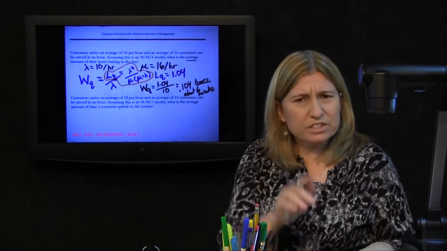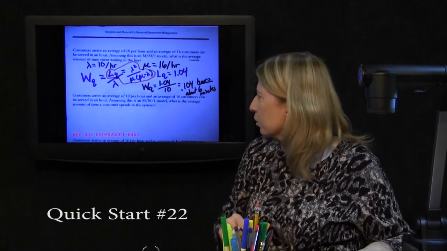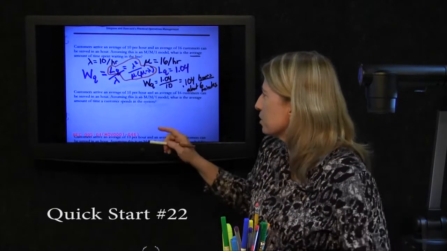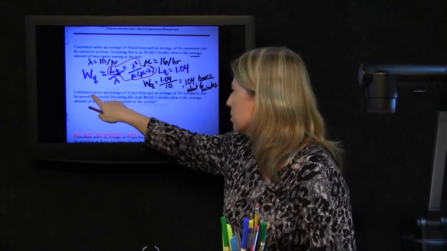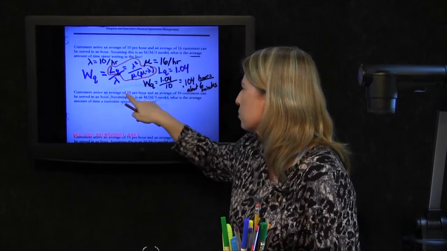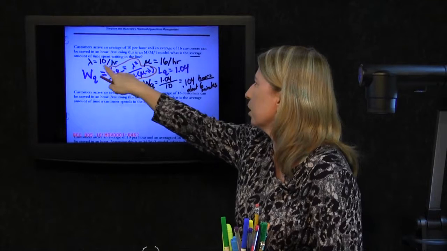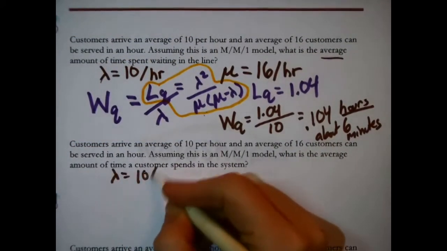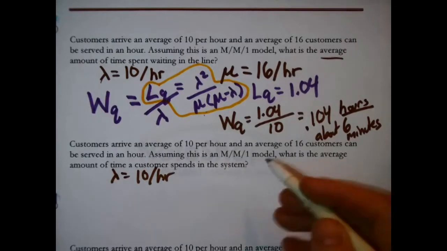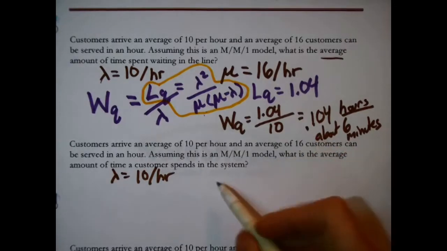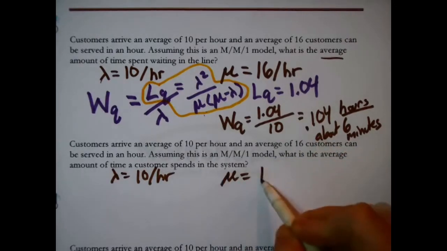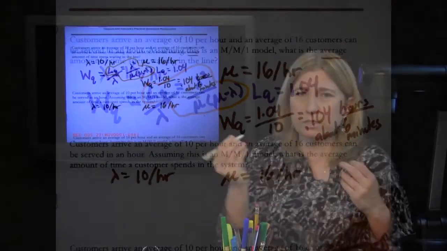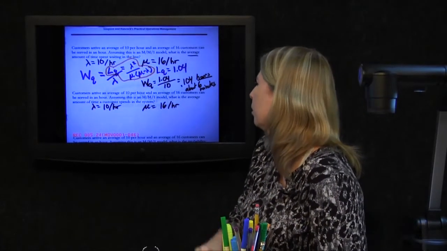Okay. Now this next question looks like it is actually about the same system, and the reason is because it's the same lambda and the same mu. Customers arrive at an average of 10 per hour. Okay, lambda equals 10 per hour. It's the same. And an average of 16 customers can be served. That's the same mu of 16 per hour, assuming it's an M/M/1 model. That's what we're talking about.